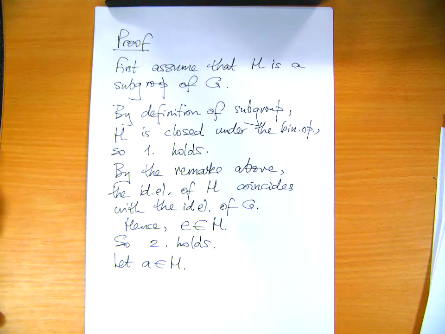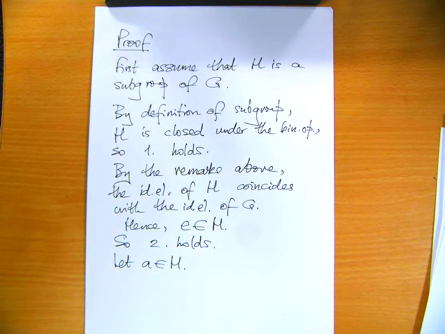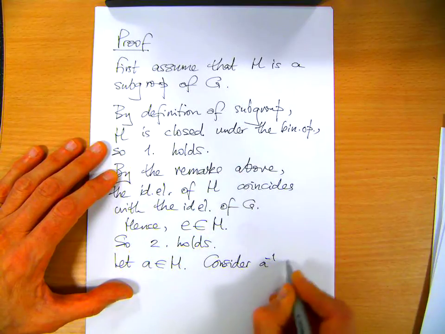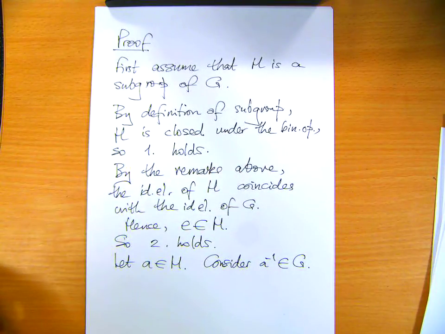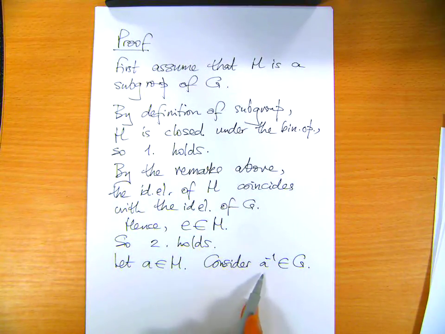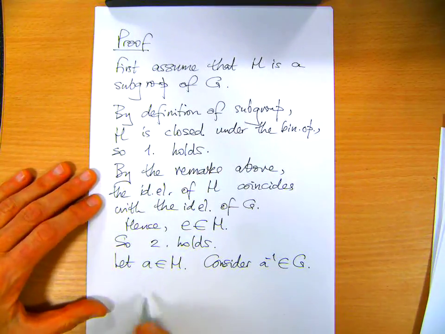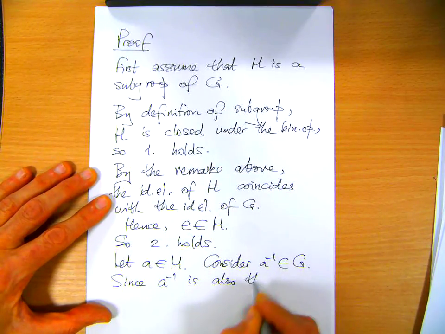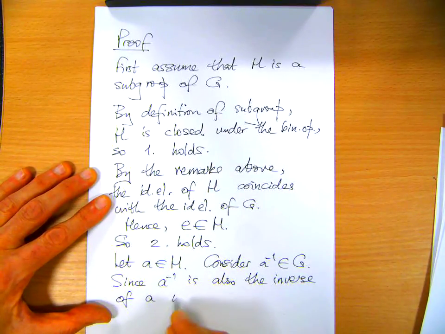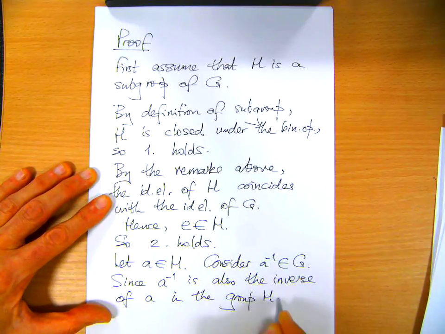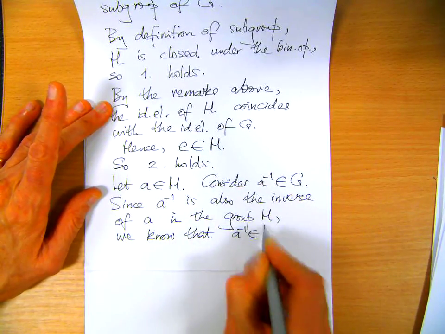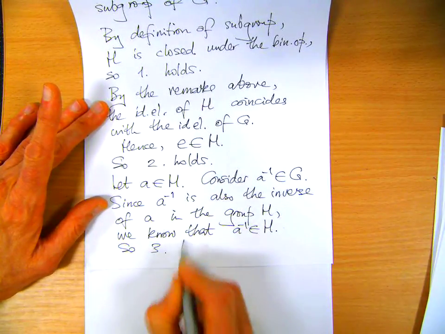Let A be an element of H, we've got to look at A inverse. So consider A inverse, which a priori is just an element of big G, but since we know that A inverse is also the inverse of A in the group H, which we proved about 5 minutes ago, we know that A inverse is in H. So 3 holds.